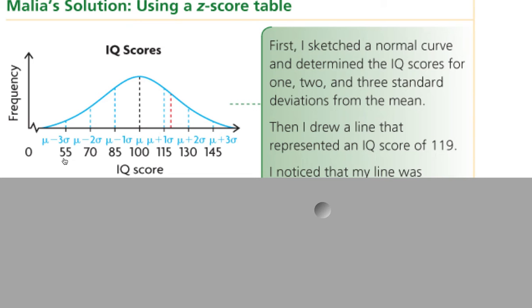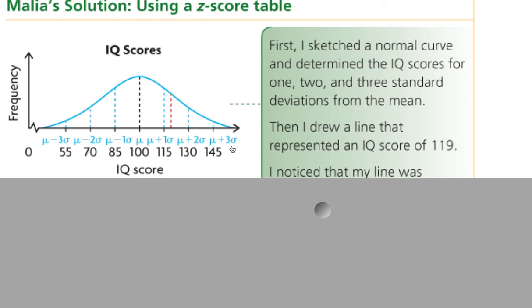So these are your z-scores when the z-scores are integers. The integers are plus 1, plus 2, and plus 3, and we have 0, which is the mean, and negative 1, negative 2, negative 3. The z-scores are directly on these blue lines.